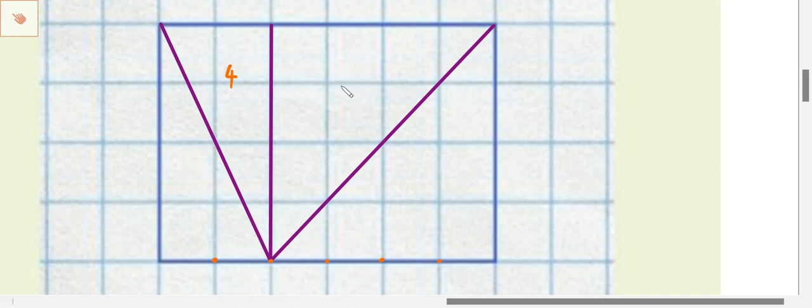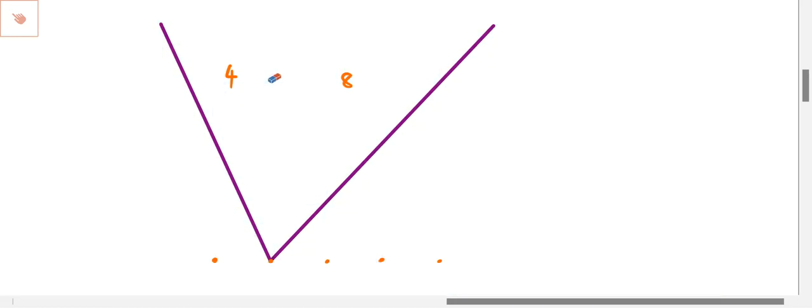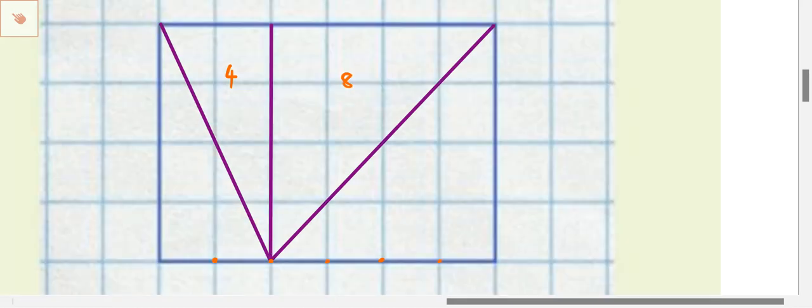So how many in this bit? What's half of 16? 8. So if I put those together, 4 plus 8 makes 12 squares in this triangle. What do you notice? It's that for everyone.